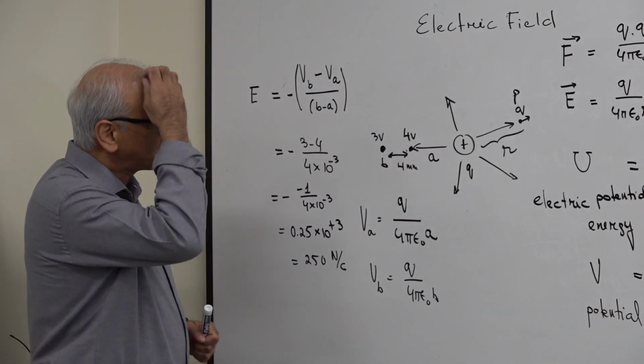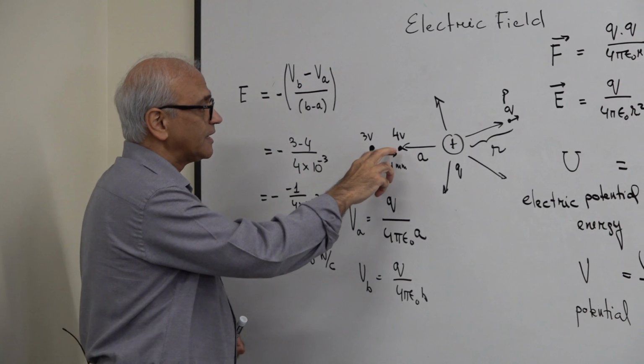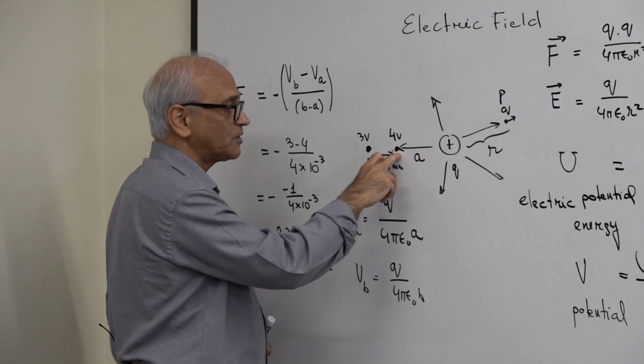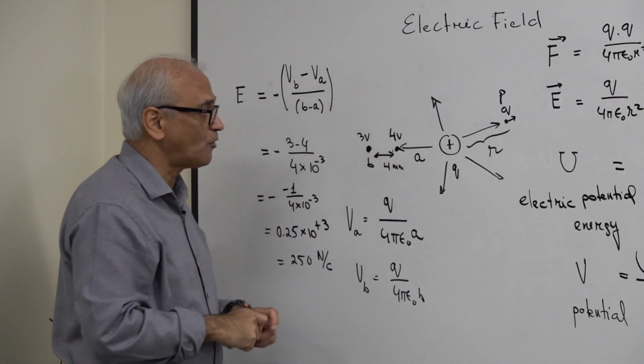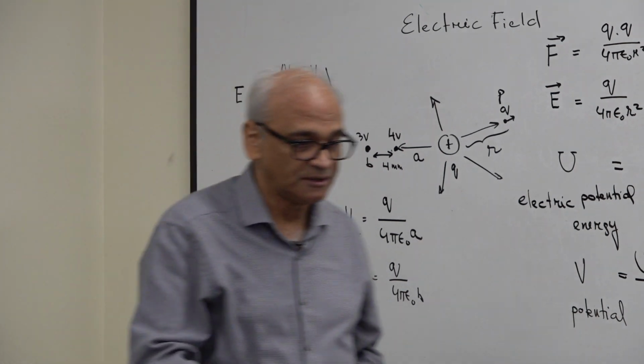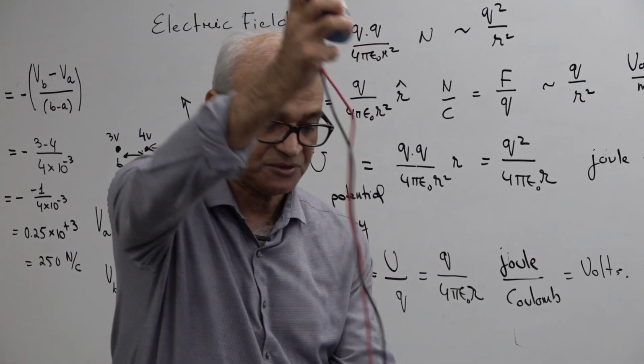So what will happen here is if I measure the 4 volts over here, and that 4 volts, you'll see later on how I'm going to measure it. So this is my voltmeter.